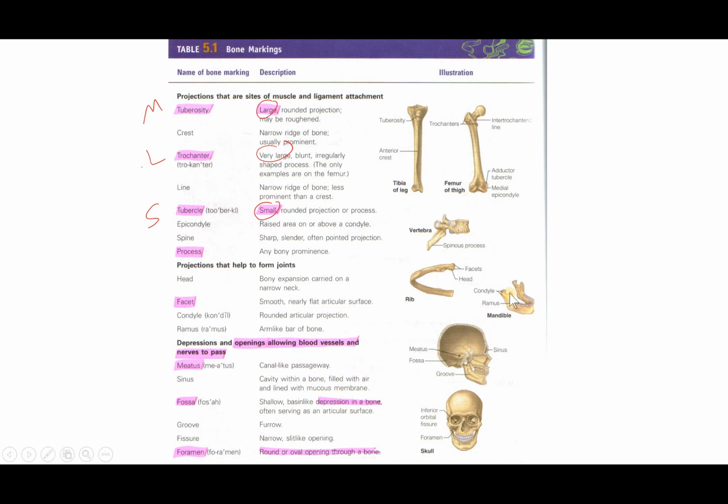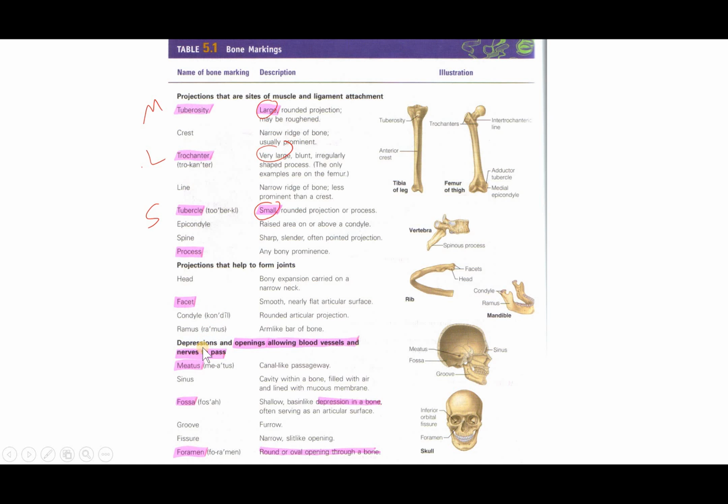Here's a condyle. And then down here would be the condyles of the femur, and the epicondyles are on top of them. Okay, a ramus: an arm-like bar of bone. So on the jaw there you're seeing the ramus of the mandible.